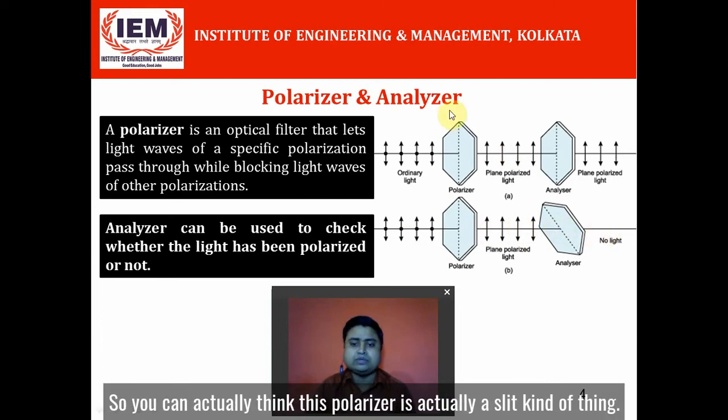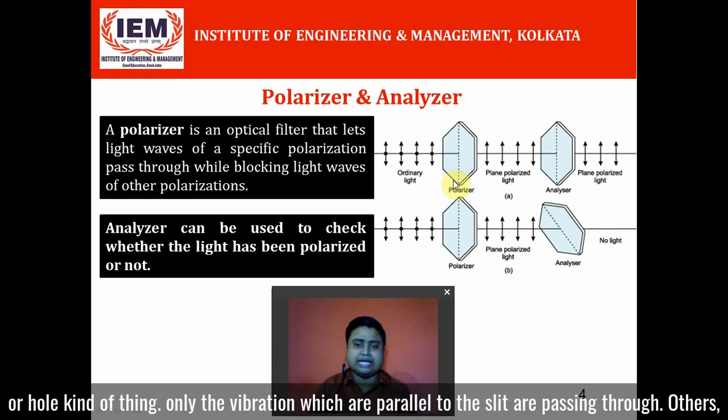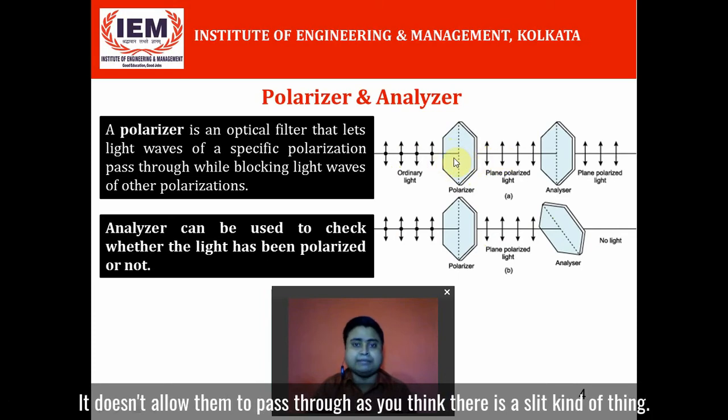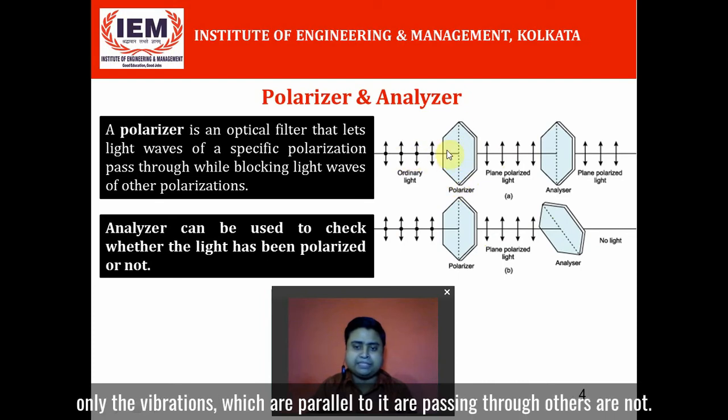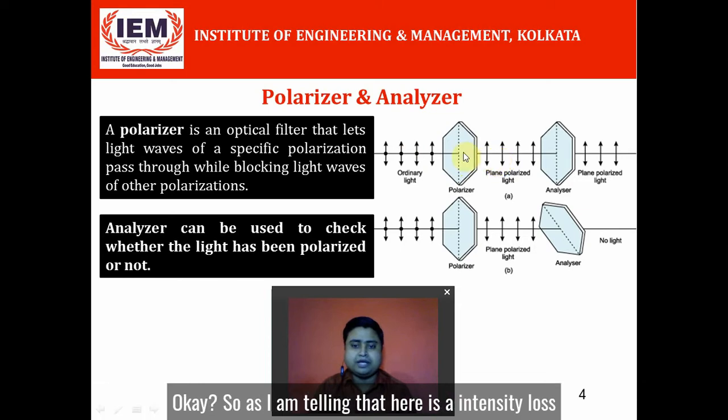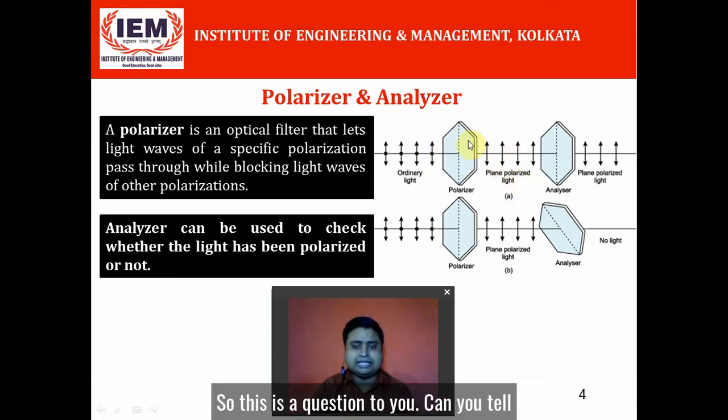You can think of this polarizer as a slit, or a hole kind of thing. Only the vibrations which are parallel to this slit pass through. Others it doesn't allow to pass through. As you think of a slit, only the vibrations which are parallel to it pass through, others do not. As I am telling you, there is an intensity loss. So this is a question to you.